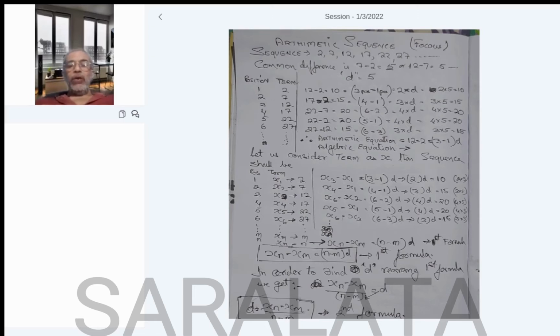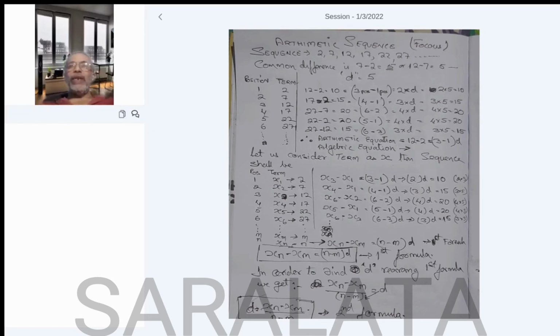Now, all that we need to do is convert the terms into x. When I convert my terms to x, the first term, 2, becomes x1. The 7 becomes x2. The 12 becomes x3. The 17 becomes x4. The 22 becomes x5, and 27 becomes x6, and so on.